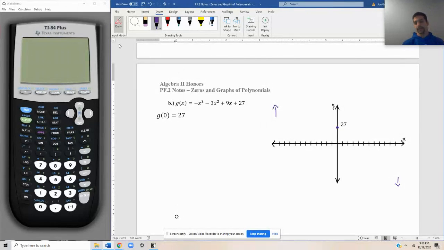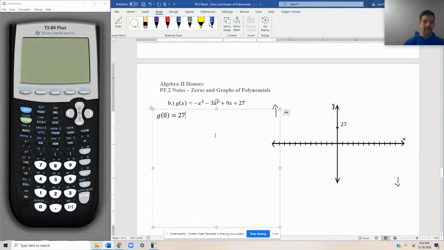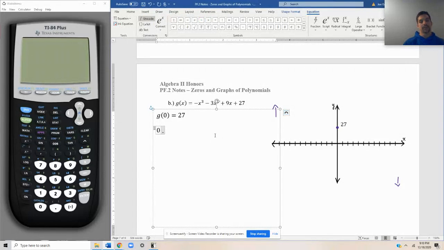Once I get my y-intercept and my end behavior, now I can focus on getting my x-intercepts. Remember, x-intercepts can be found by setting the function equal to 0. So I'm going to replace g of x, or y, with 0 and work on solving this. I may notice that because there are 4 terms in this polynomial, I might want to solve this by grouping. So I'm going to group negative x cubed and negative 3x squared together, and I'm going to group the 9x and the 27 together.